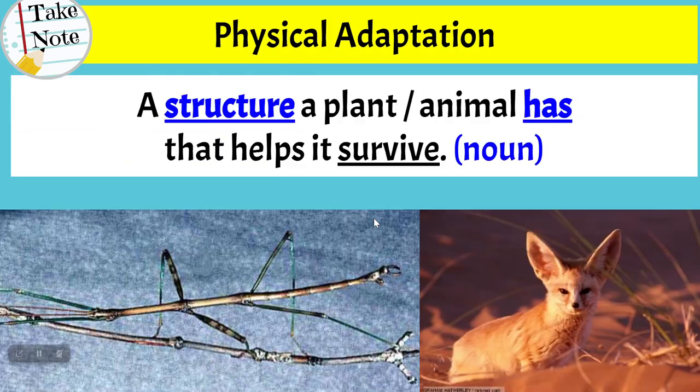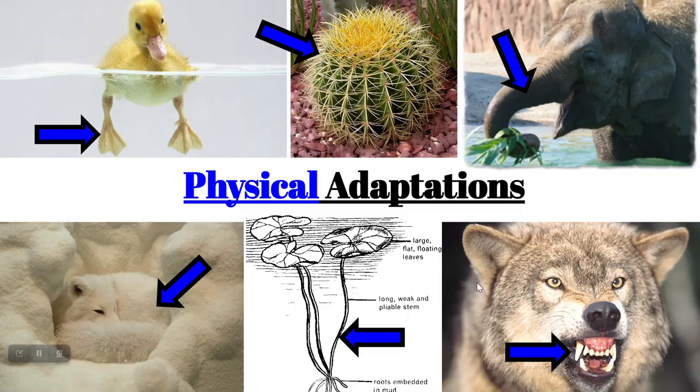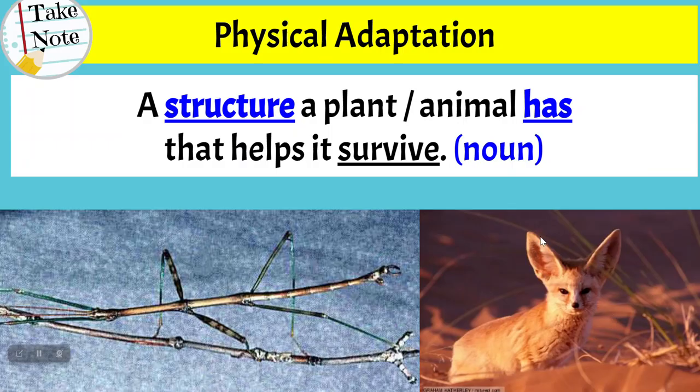So let's look at some examples. If we have a structure on a plant or an animal that is helping it survive, that's one of its physical adaptations. Okay, a structure a plant has that helps it survive is going to be an adaptation that's physical. And so, whoopsie daisy, sorry, I didn't mean to click on that. This guy has big ears that might help him dissipate heat, or they might help him hear things better to avoid predators.